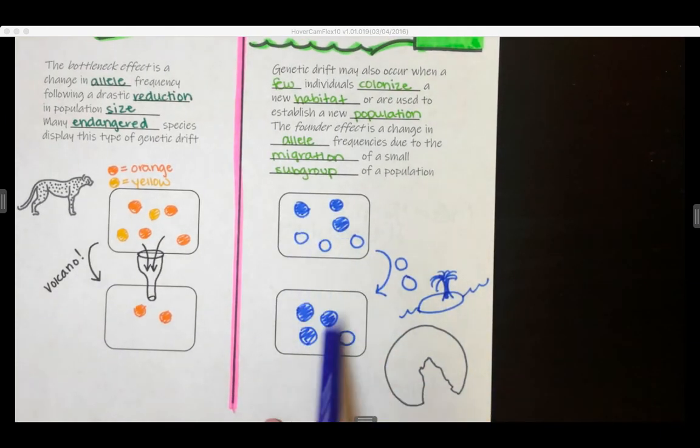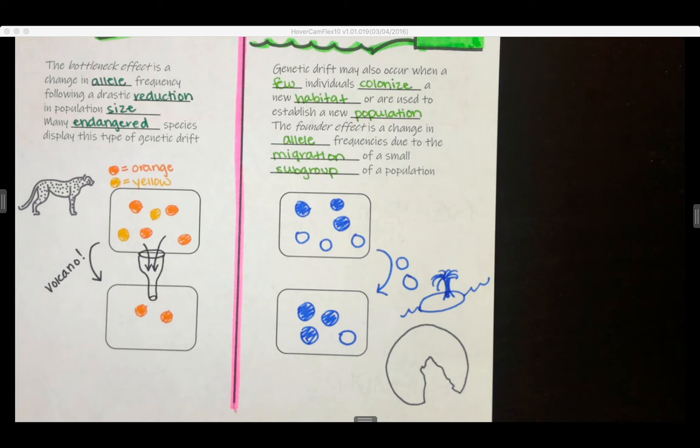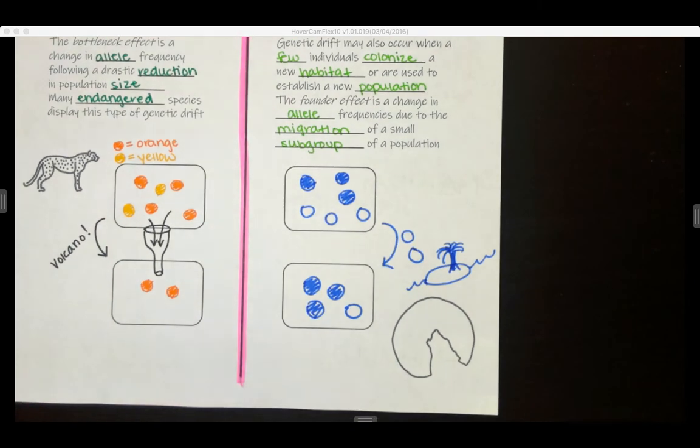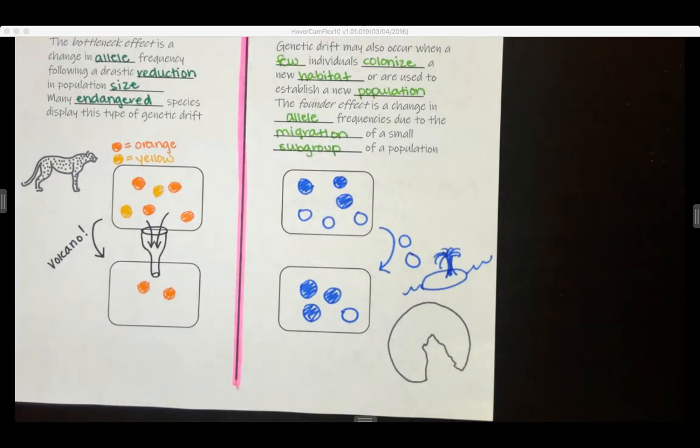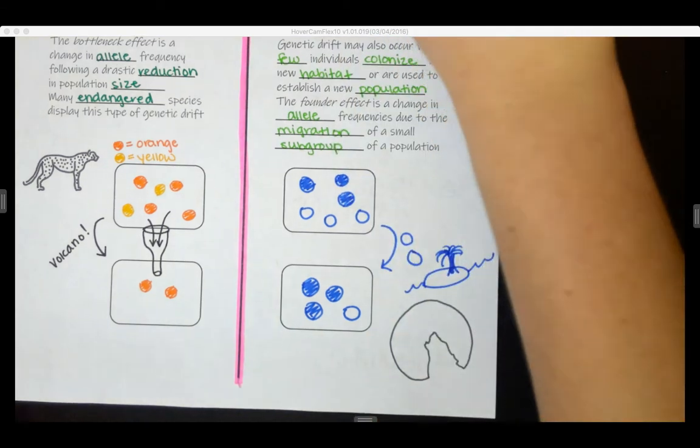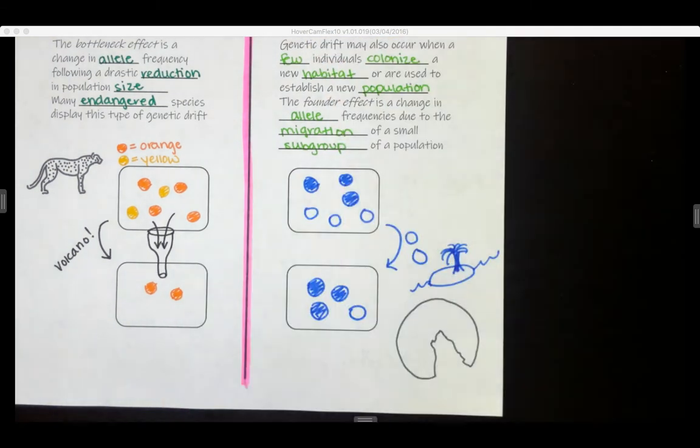And the rest of the population obviously now has a different change in the allele frequencies, but also this new island has a change in the allele frequencies. The reason that there's a picture of the wolf down here is kind of like what I was telling you earlier, where we'll drop wolves into different populations, different areas to control other species' population numbers.